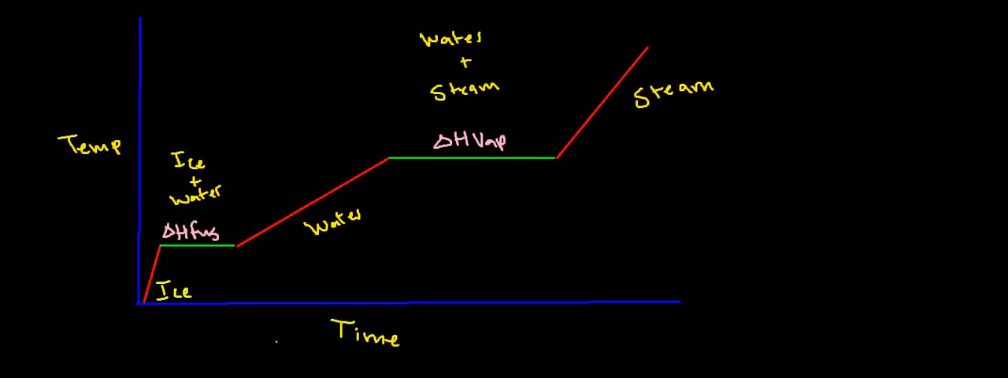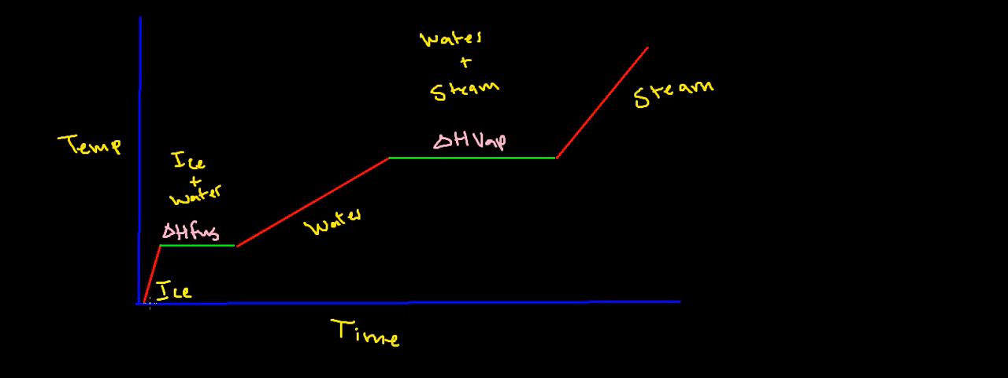This is the heating curve for water. In a heating curve, basically what I do is take a sample of something and then add energy to it at a constant rate. So I'm going to begin with a sample of ice, and I'm going to add energy to it at a constant rate.